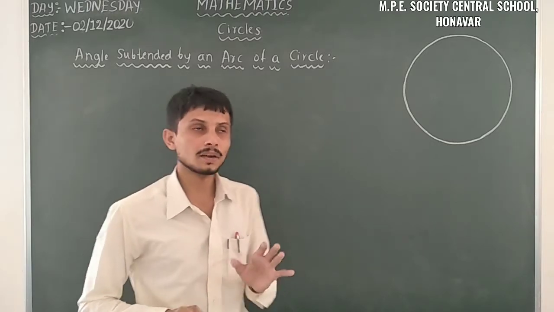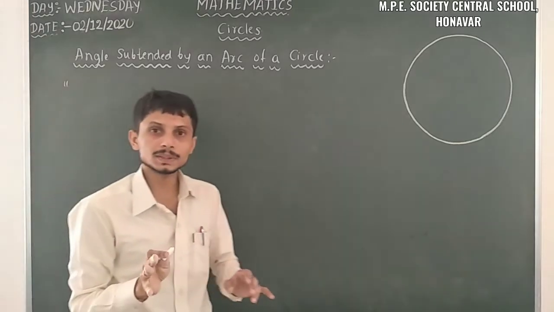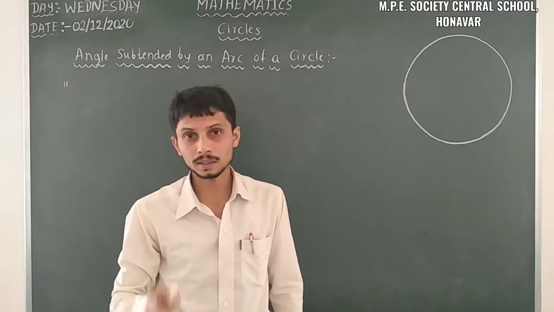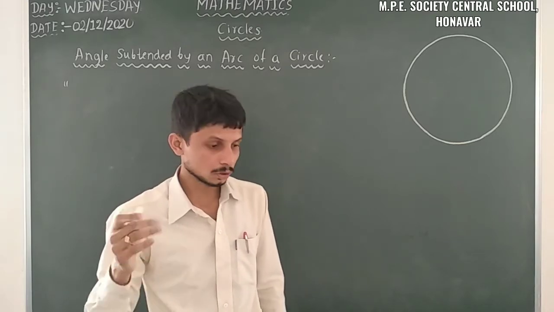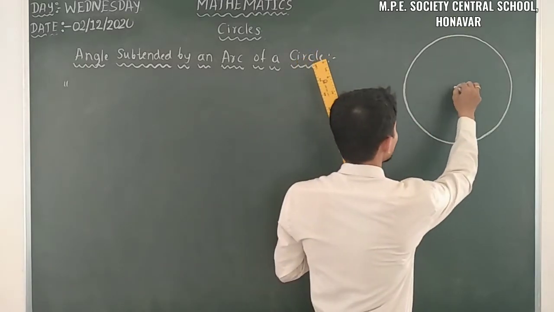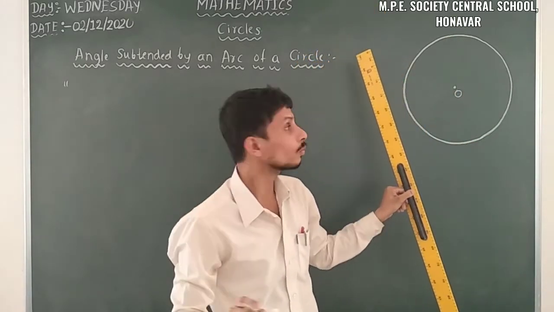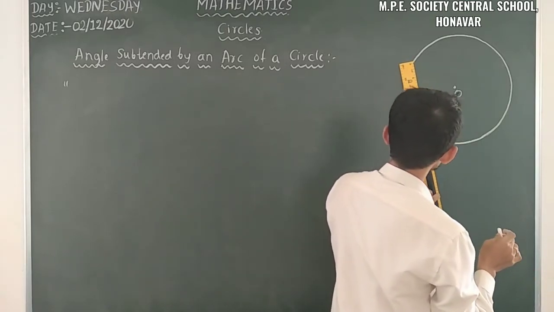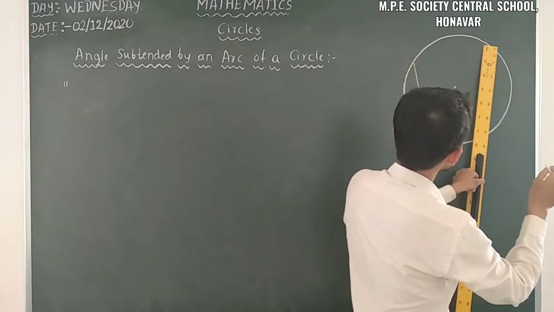So I will take the first one. If two chords of a circle are equal, then their corresponding arcs are congruent. So I will take a circle here. It is a circle with center O. Here I am considering two chords, and those two are equal. We have to consider two equal chords here, like that.